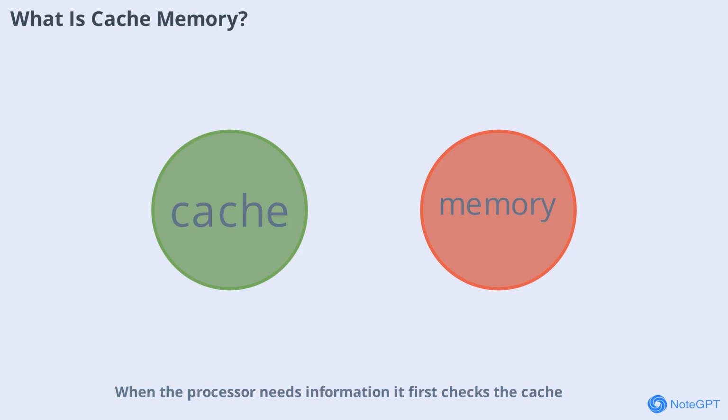When the processor needs information, it first checks the cache. If the data is there, it's called a cache hit and the processor can keep working at top speed. If not, it's a cache miss and the processor has to fetch the data from slower main memory. This simple mechanism makes a huge difference in overall system performance.